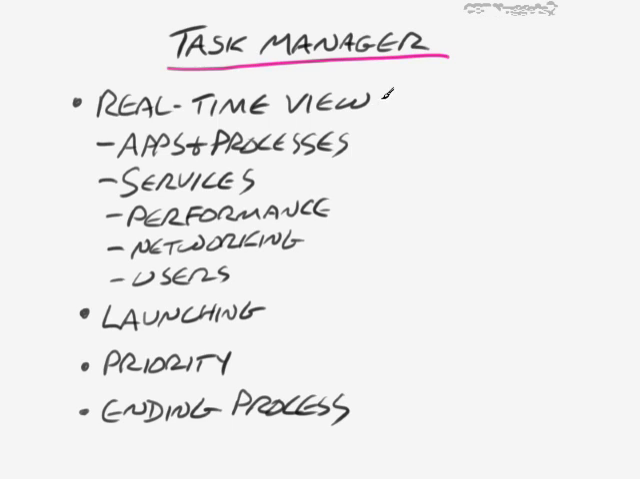This provides a real-time view, and that, in other words, there's no way to save the information that you see in here or to log that information. It's just a current time view, or real-time view, of it, and it shows you all of the applications and processes that are currently going on, various services that are running, how the system is performing and what kind of resources it currently requires, the network bandwidth throughput that's currently in use, as well as any users that are logged onto the system, either locally or remotely through something like a remote desktop.